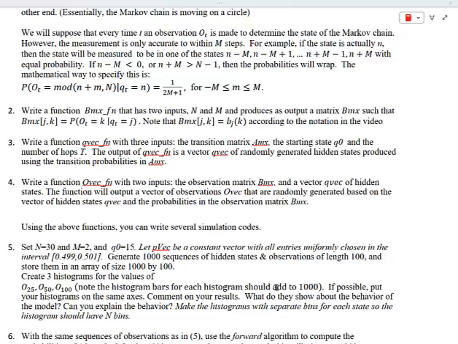It says the histogram bar should add to 1,000, right? Because you're taking entries from 1,000 rows, so there should be 1,000 numbers for each of these. So if possible, put your histograms on the same axes, comment on your results. What do they show about the behavior of the model? Can you explain the behavior? Okay. And make histograms with separate bins for each state. So the histogram should have n bins, right? So if we have 30 states, you should have 30 bins. Now, I'll have to see what kind of results you get. We could actually generate many more sequences and get a better histogram. So we may end up doing that.